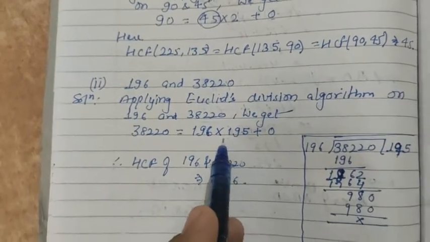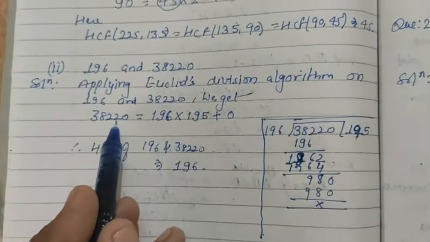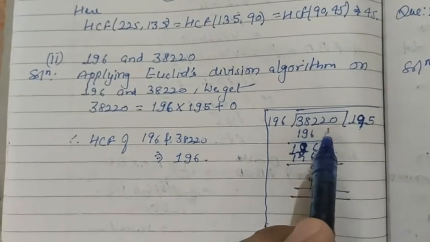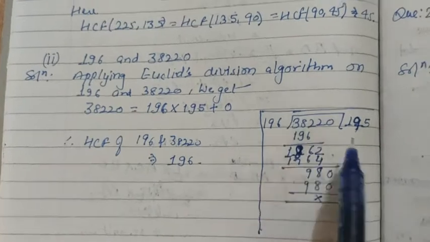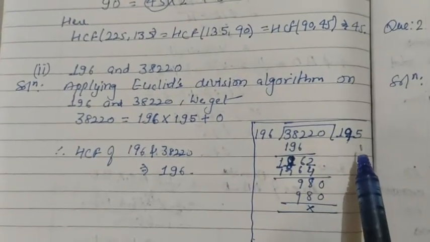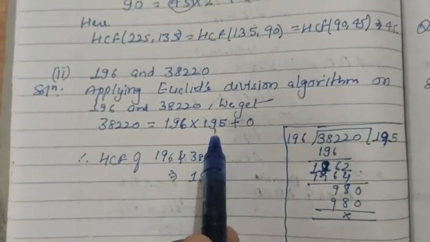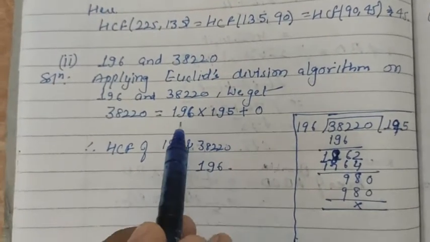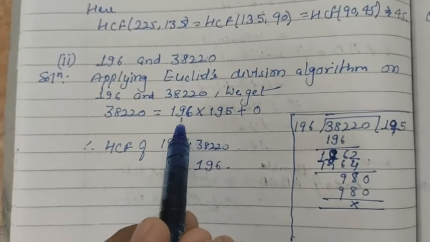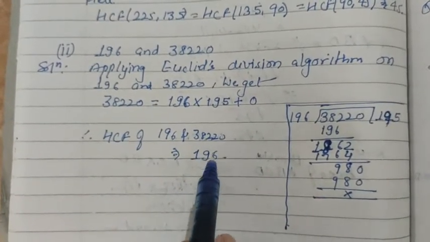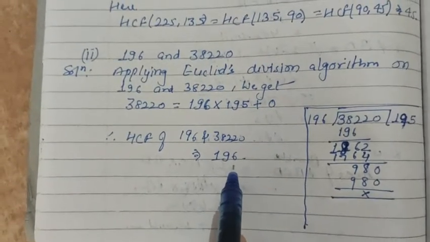Why does this happen? You can divide 38,220 by 196 in rough work and you will see that 38,220 is completely divisible by 196, giving 195. So we have 195 as the quotient and the remainder is 0. So 196 × 195 + 0. The first and last divisor are the same, that is 196. So here the HCF of 196 and 38,220 is 196. This is all about part number 2.